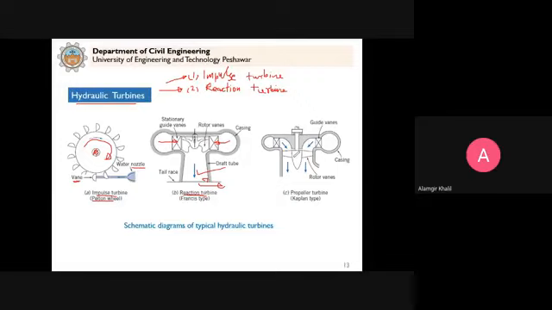That's why these impulse turbines are also sometimes known as velocity turbines. And because in the reaction turbine, the water flows under pressure and it rotates the rotor vanes, that's why these are also known as pressure turbines. These reaction turbines, you study in other books as well, are also known as pressure turbines.